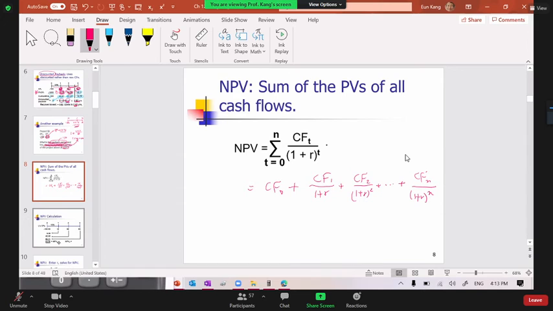That means usually CF0 is negative, right? Because there's no free lunch in finance. You have to invest to get some cash flow. So minus and plus cancel each other, so if NPV is positive, then what? You are making money, so it's a good project. If NPV is negative, you are losing money. It's a bad project, so you reject.